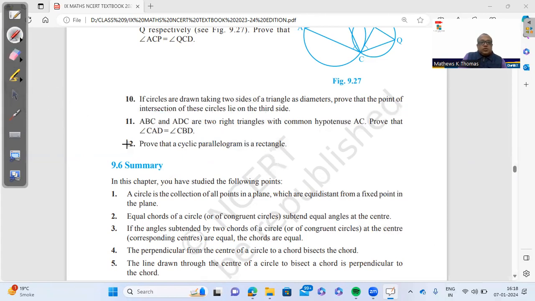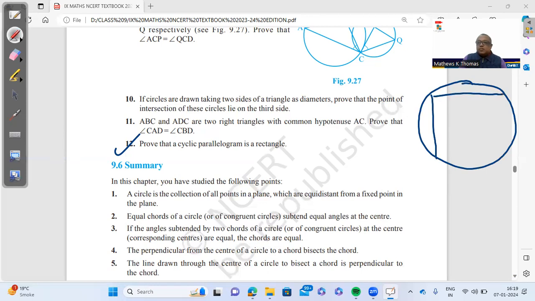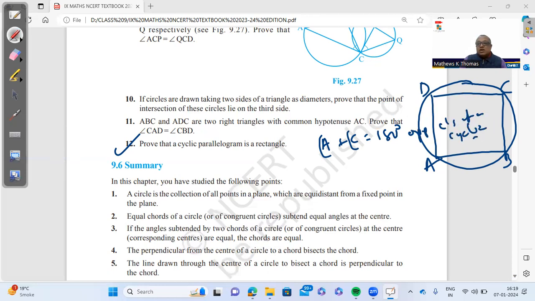The last question, question number 12: prove that a cyclic parallelogram is a rectangle. What is the meaning of a cyclic parallelogram? Cyclic means opposite angles add up to 180, and parallelogram means opposite angles are equal, and then I have to prove it's a rectangle. That means all angles are 90. So this is a cyclic parallelogram. If it is cyclic, I know that A plus C is 180, because opposite angles of a cyclic quadrilateral add up to 180.